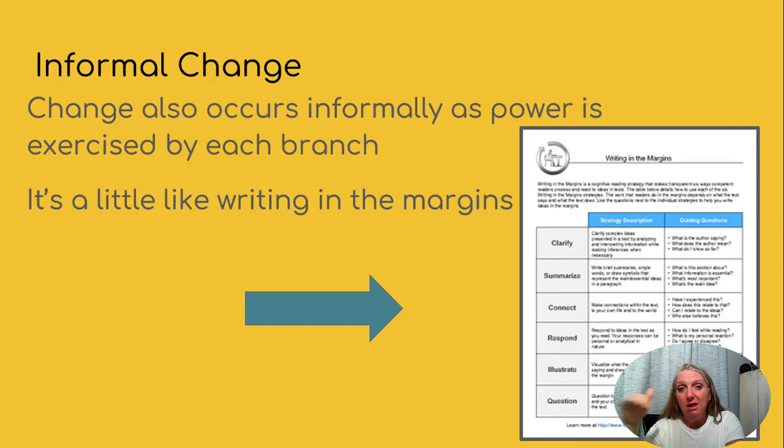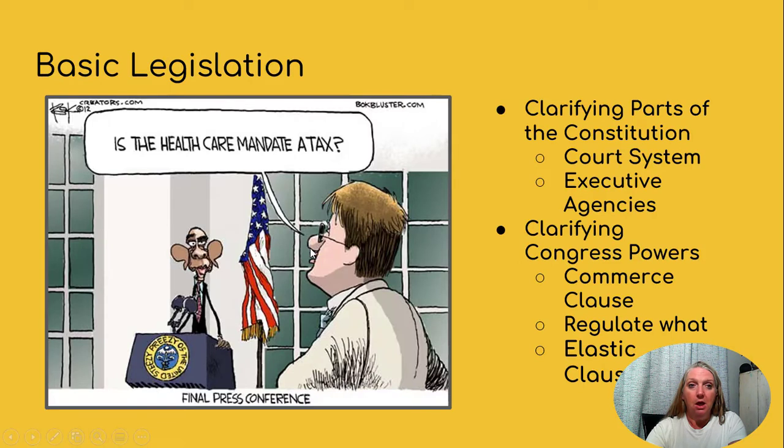So I'm going to clarify, I'm going to summarize, I'm going to connect, respond. I'm going to do those things. I'm going to interact with that document, and that's what these informal changes are doing. So the first informal change is basic legislation. Now you need to understand that basic legislation means it's Congress, legislation, lawmaking. They might be passing laws that are going to clarify parts of the Constitution, like clarify lower courts and adding courts, or taking courts away, or establishing or removing executive agencies.